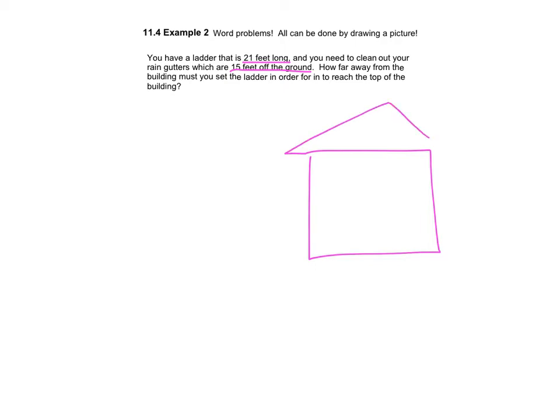So there's my building. And I have a ladder that is leaning up against the building. I'm going to draw that a little bit cleaner there. I have a ladder leaning up against the building right here. So what this picture is telling me is that I have a ladder that is 21 feet long. I also know that my rain gutters are 15 feet off the ground. So they are 15 feet straight up in the air.